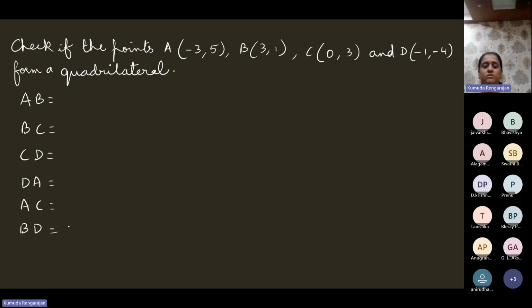Let me see. Who is interested in sharing the answers with me? Yeah, please. Please work and fill up these answers. As and when you finish, you can just tell me. If you finish AB, tell me the length of AB, line segment AB.